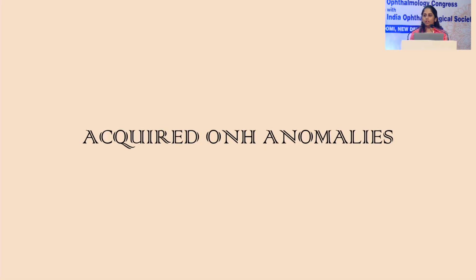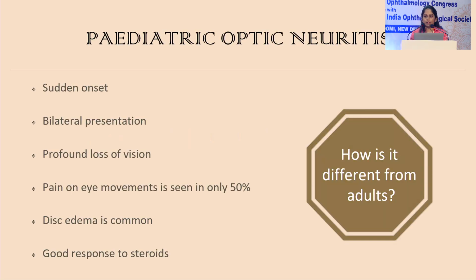Moving on to acquired optic nerve head anomalies, I think most of the topics have been covered. I'll just be talking about the pediatric perspective of all these conditions. So pediatric optic neuritis, as sir already told, how is it different from adults? In adults, as you said, it is more of a unilateral condition, more in females. Here, in children, it is more of a bilateral presentation.